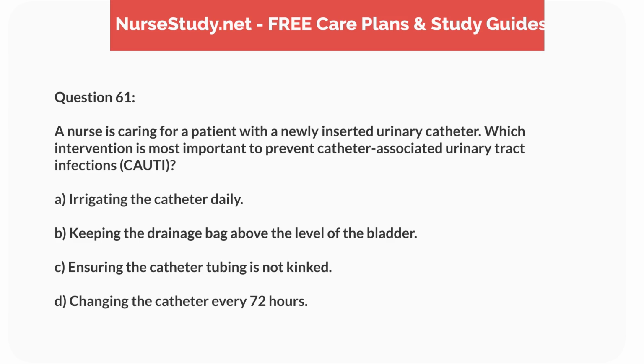Question 61. A nurse is caring for a patient with a newly inserted urinary catheter. Which intervention is most important to prevent catheter-associated urinary tract infections, CAUTI? A. Irrigating the catheter daily. B. Keeping the drainage bag above the level of the bladder. C. Ensuring the catheter tubing is not kinked. D. Changing the catheter every 72 hours.